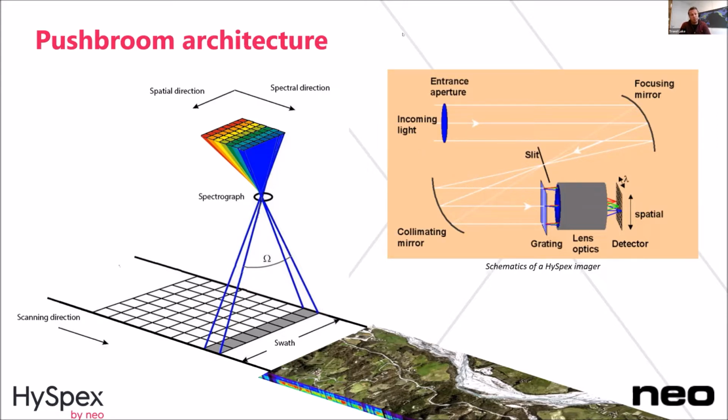Here's just a very rough schematic of the classical systems, where you have an entrance aperture, a focusing mirror, and a slit that is capturing the very narrow scene on the ground. You have a mirror collimating the light onto a dispersive element, and you have some relay optics, which is focusing the light onto an FPA.